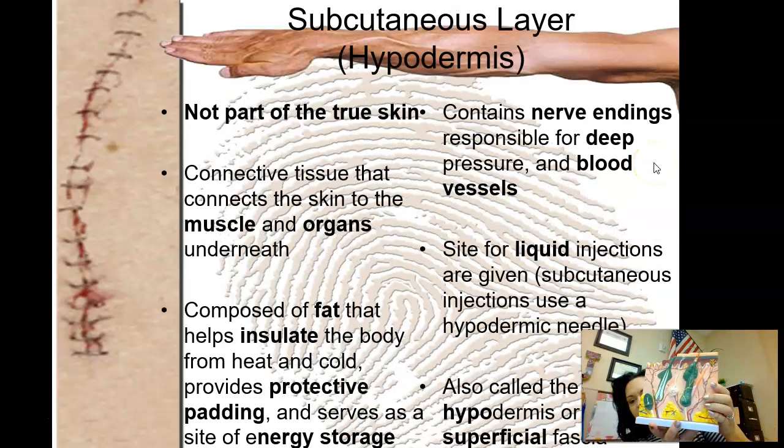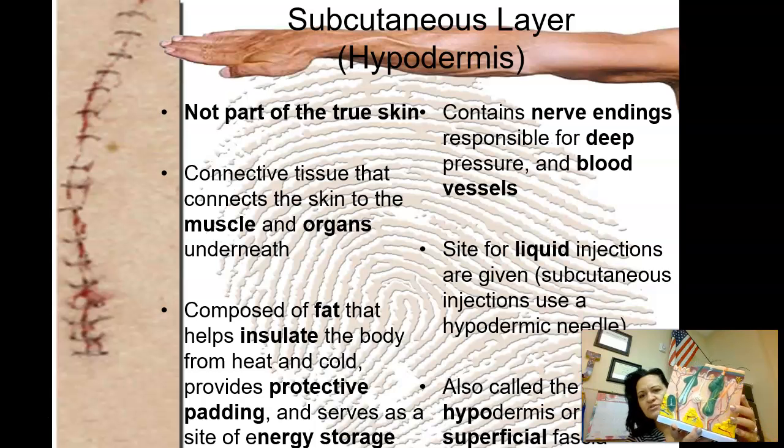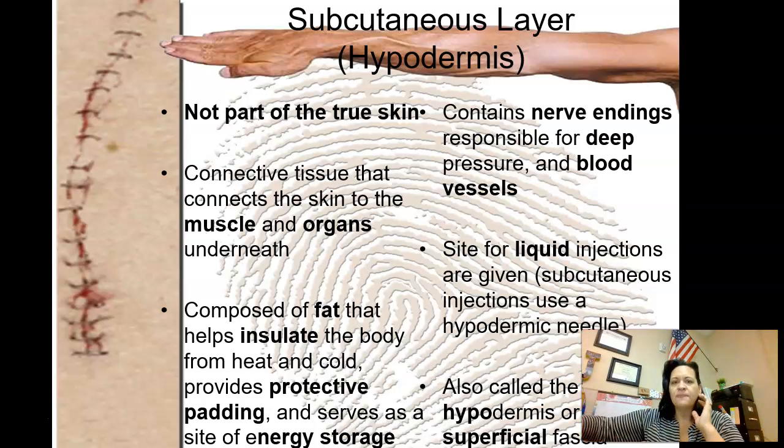Okay, and then the next layer is the subcutaneous level, and that's this from here down. So you see these yellow patches through here. That's the adipose or the fat tissue. So it's an underlying layer, and it's not really considered part of your true skin. It is a connective tissue that connects your skin to the muscles and the organs underneath. It's composed of fat that helps to insulate your body from heat and cold, and it provides protective padding. It also serves as the site for energy storage.